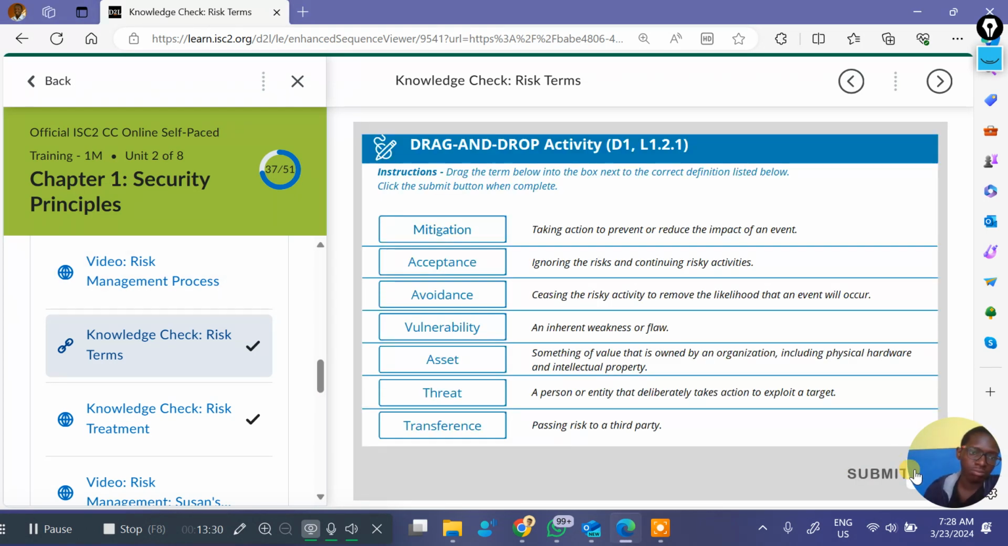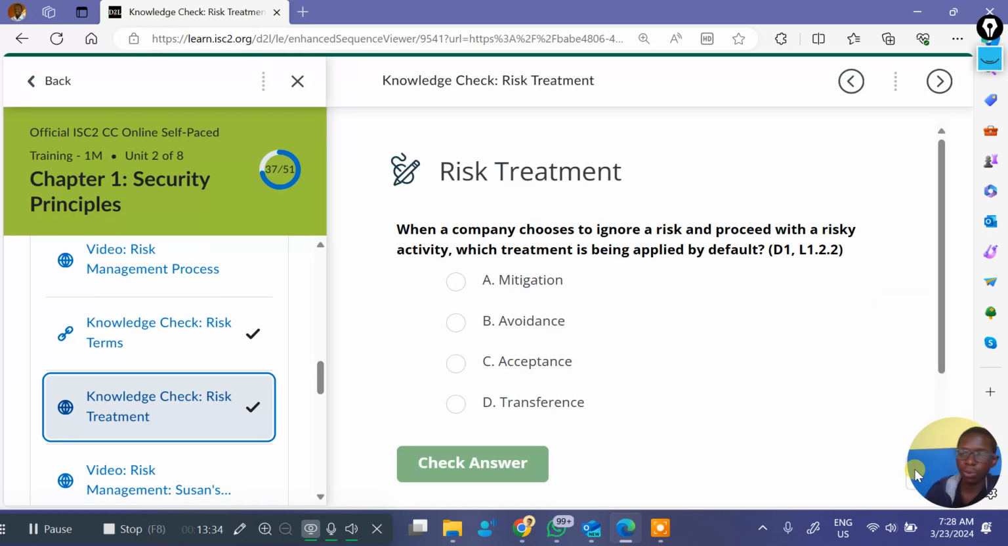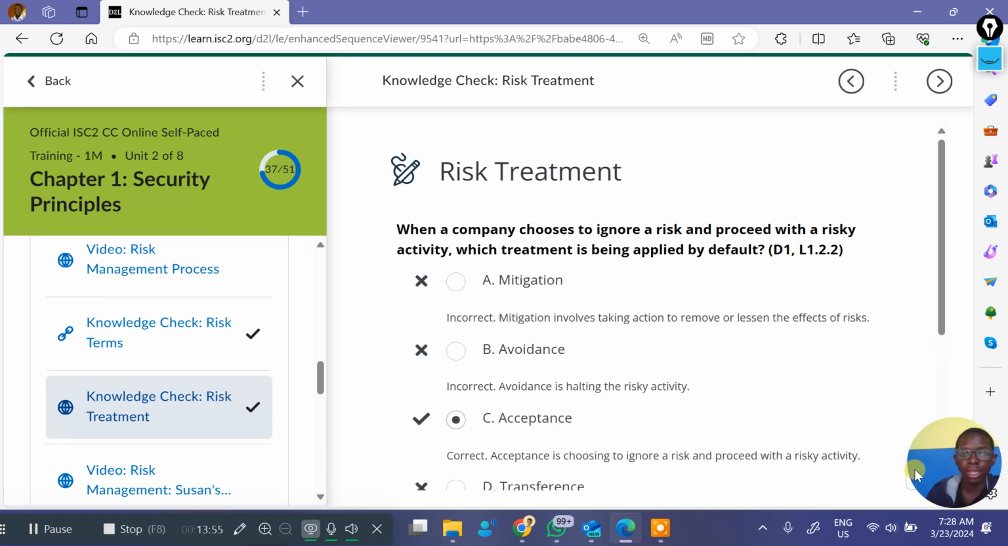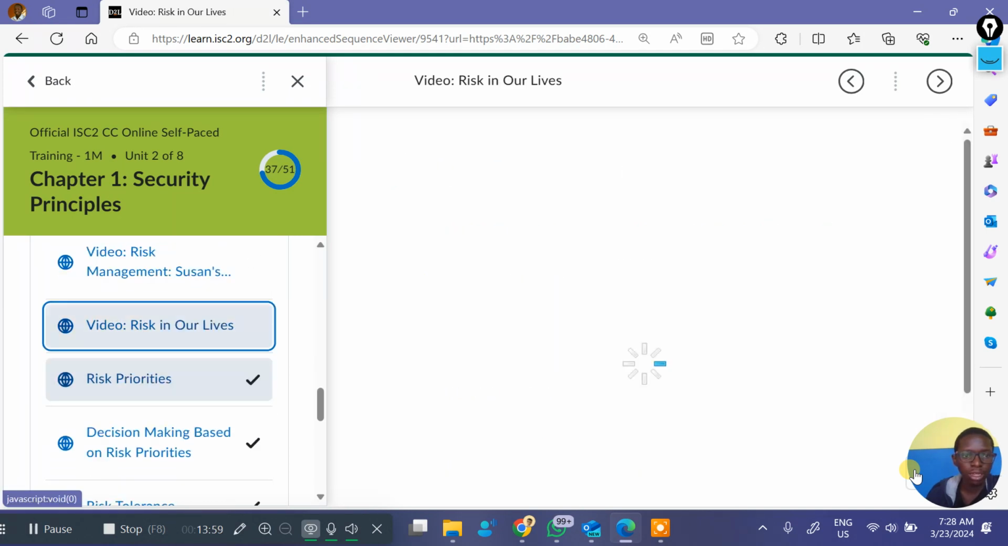And that's it. And the next one we have there is about risk treatment, and we are just going to attempt this. When a company chooses to ignore a risk and proceed with a risky activity, which treatment is being applied? Domain 1, lesson 1, 2.2. The treatment that is being applied, obviously, is going to be acceptance, right? Since they choose to ignore the risk and just proceed. So that should be our answer, and we'll move forward from there.